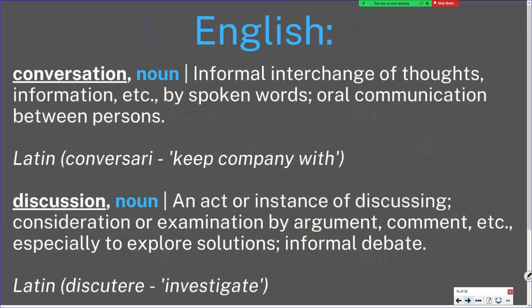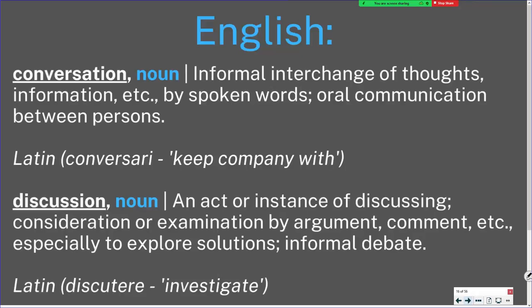Two words in the English language. So we've got conversation, and that's an informal interchange of thoughts, information, etc. by spoken words, oral communication between persons. From the Latin conversare, which is keep company with. And the word discussion, which is an act or instance of discussing. Consideration or examination by argument, comment, etc. Especially to explore solutions, an informal debate. From the Latin discutere, which is investigate.